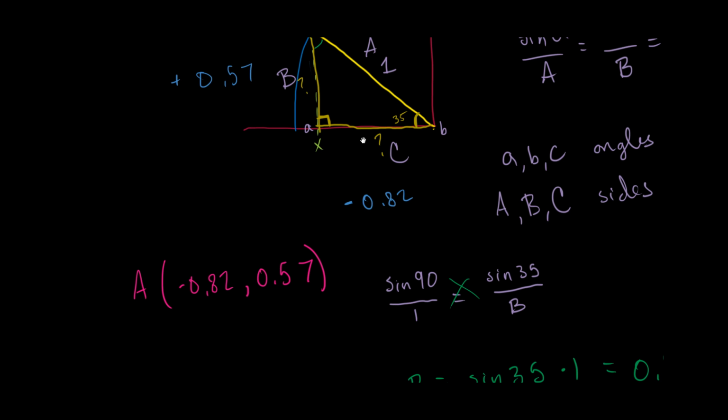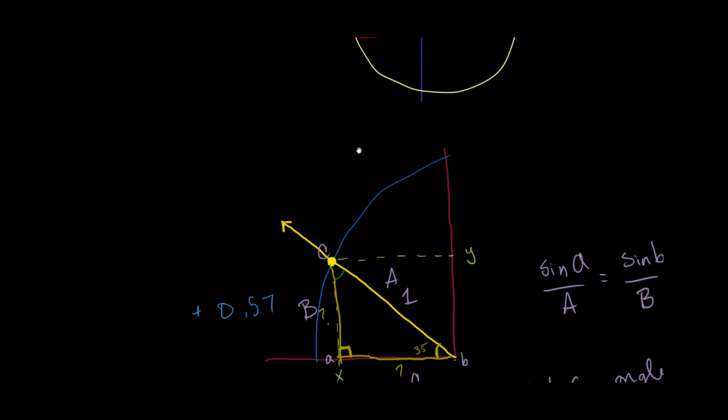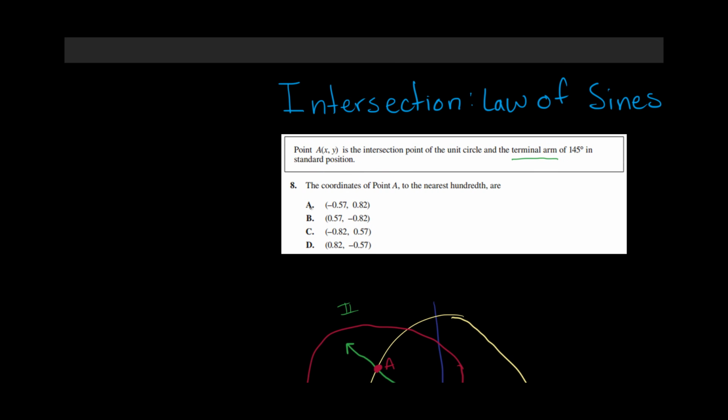So let's see if that's an answer. We're looking for negative 0.82 and positive 0.57. And what do you know? That answer is C.